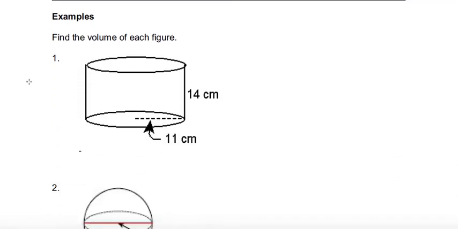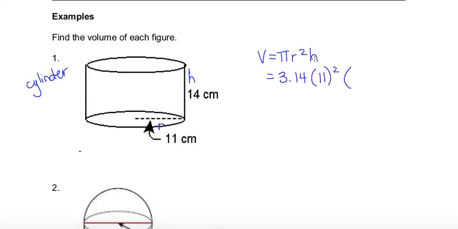In the first example, I have a cylinder. My cylinder has a radius of 11 centimeters and it has a vertical height of 14 centimeters. So the volume of a cylinder, I'm going to start by writing the formula, is pi r squared times h. I'm going to use 3.14 as the value for pi. My radius, I'm substituting in 11, so 11 squared, and my h, my height, I'm substituting in 14.